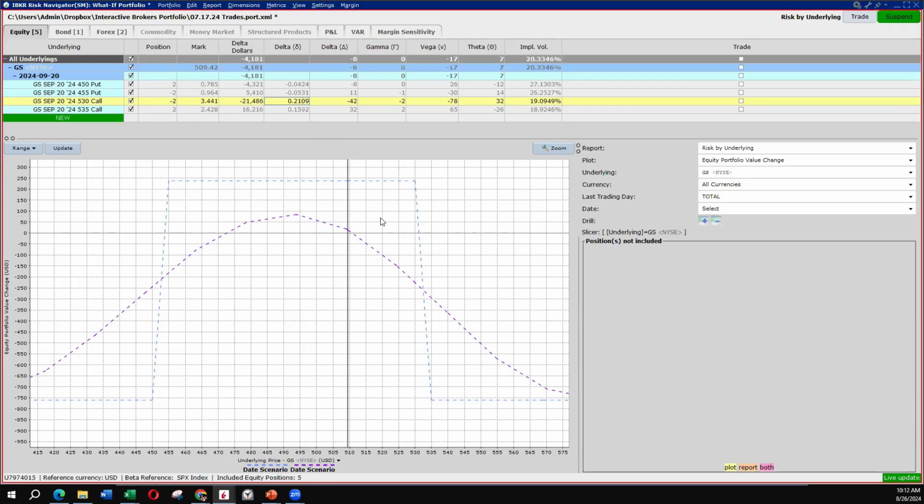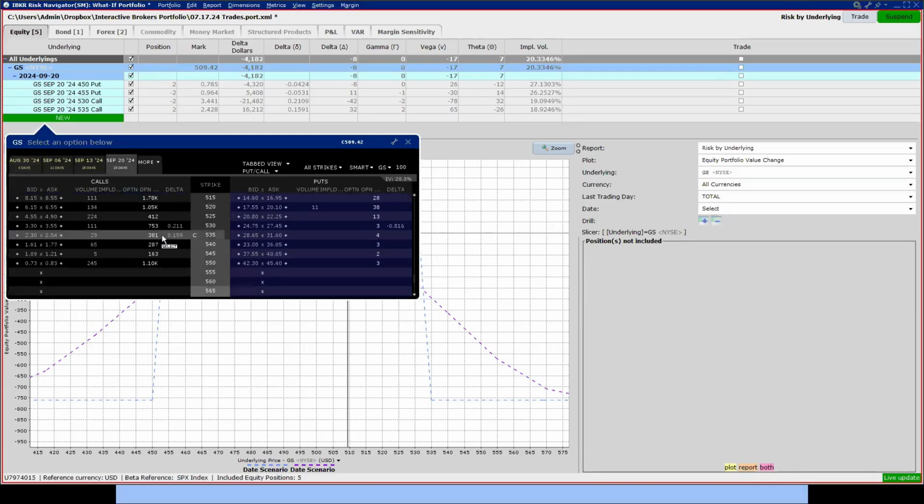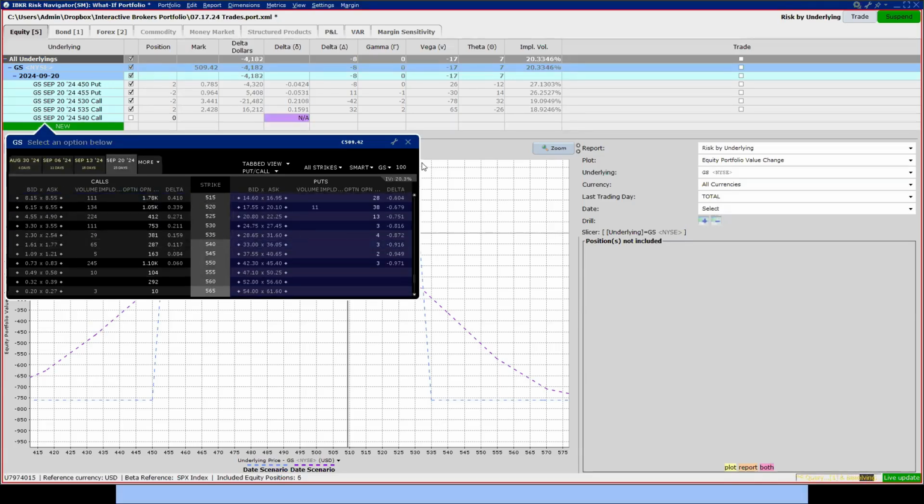When it comes to adjusting, I classify them as either defensive adjustments or attacking adjustments. So if we were going to play defense, we might close this call spread, 530, 535, and roll it out to 535, 540 or 540, 545. Let's take a look at how that looks. We'll go to our option strikes and say we're going to roll it out to 535, 540.